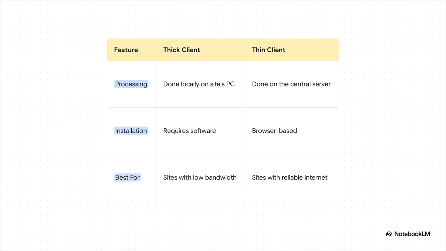Now, even within the world of EDC, it's not all one size fits all. You've got a couple of main types. On one hand, you have what's called a thick client. Think of this like installing a program, like Microsoft Word, onto your computer. All the processing happens right there on your machine. This is actually pretty good for places where the internet connection might be spotty.